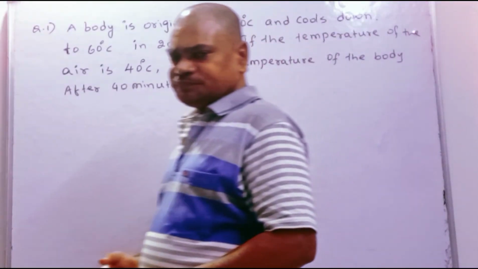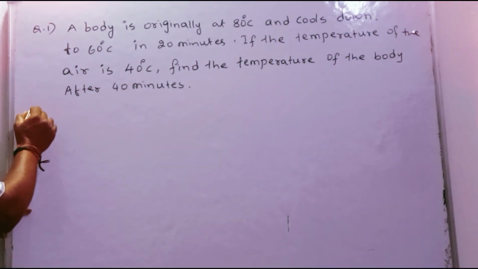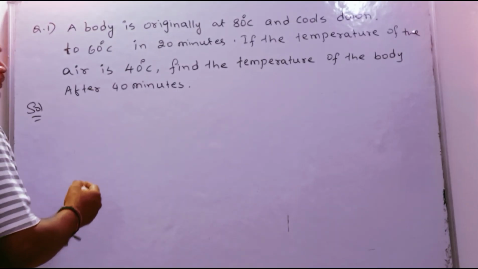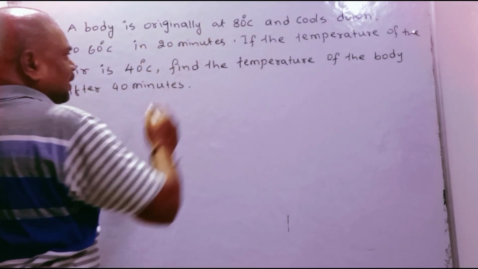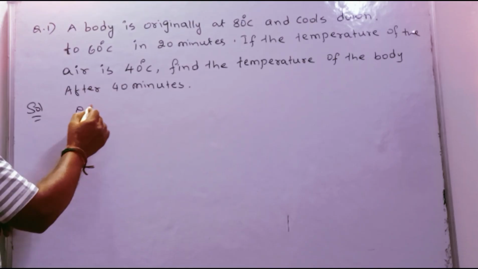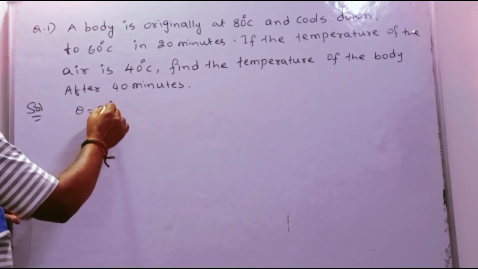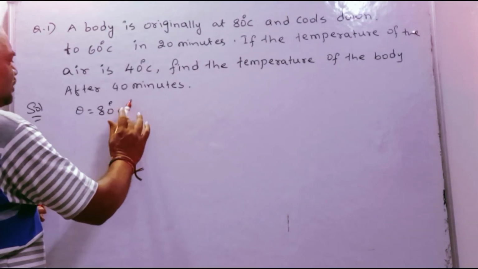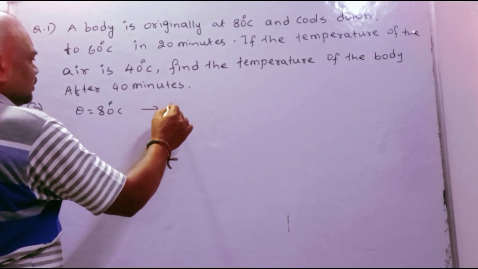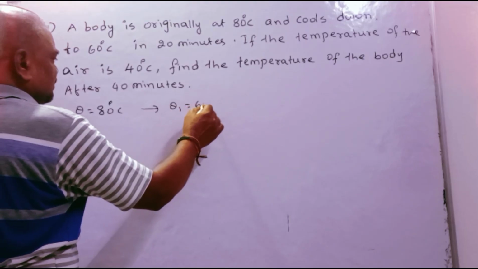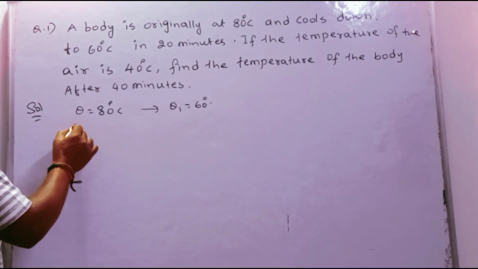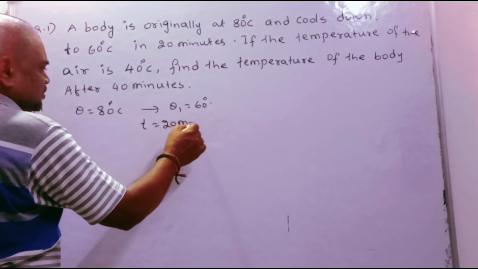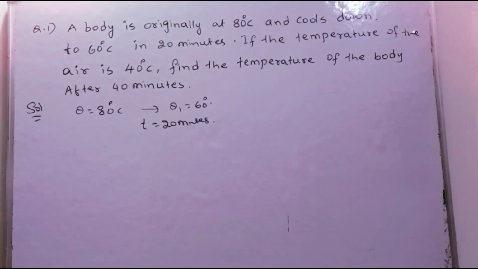So this is the problem given. In this one, what information is given? A body is originally at 80 degrees, theta equal to 80 degrees centigrade, and cools down to 60 degrees centigrade, theta 1 equal to 60 degrees centigrade, and here t equal to 20 minutes.